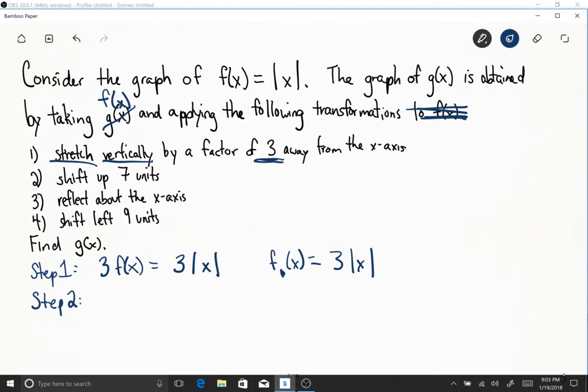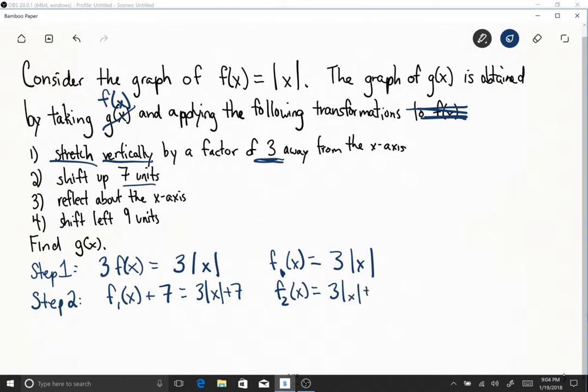What do we do? Well, we're going to take this most recent function, f1 of x, and we're going to shift up 7 units. So what does that do? Well, on the outside, because inside is horizontal shifts, we go f1 of x, and then we go up as plus, so plus 7. And if you notice, that's 3 times the absolute value of x plus 7. So we'll call this function f2 of x on step 2. So 3 times the absolute value of x plus 7.